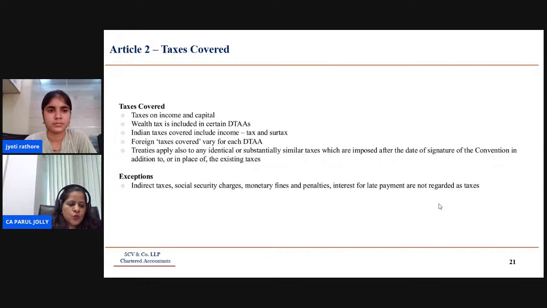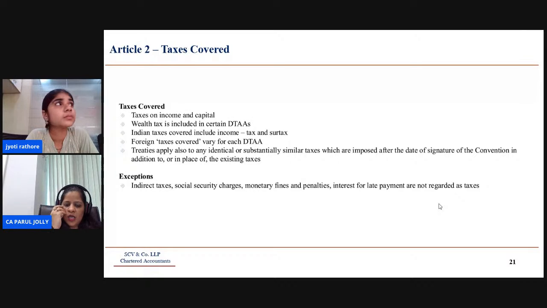Then Article 2 basically gives what are the taxes covered: taxes on income and capital. So in Indian treaties, wealth tax was also included, though the tax has now been abolished. It also covers income tax, surcharge, and surtax. Surtax is also not there now. As far as the other jurisdiction is concerned, taxes covered vary with each DTA.